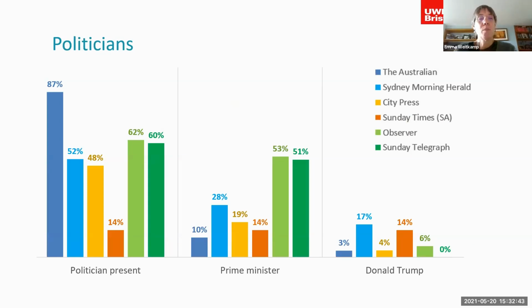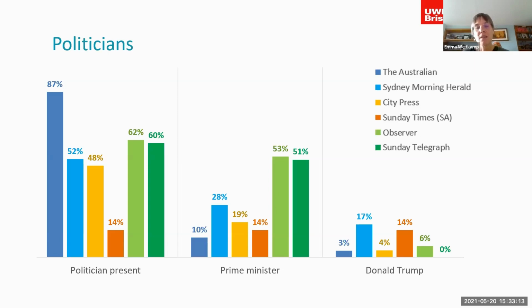We looked to see what politicians were present, and you can see here that broadly, whether politicians are present is fairly similar across the papers, with the exception of the Australian, which has a lot of representation of politicians, and I'll explain that in a later cartoon, and the Sunday Times of South Africa, which has a relatively low representation of politicians.